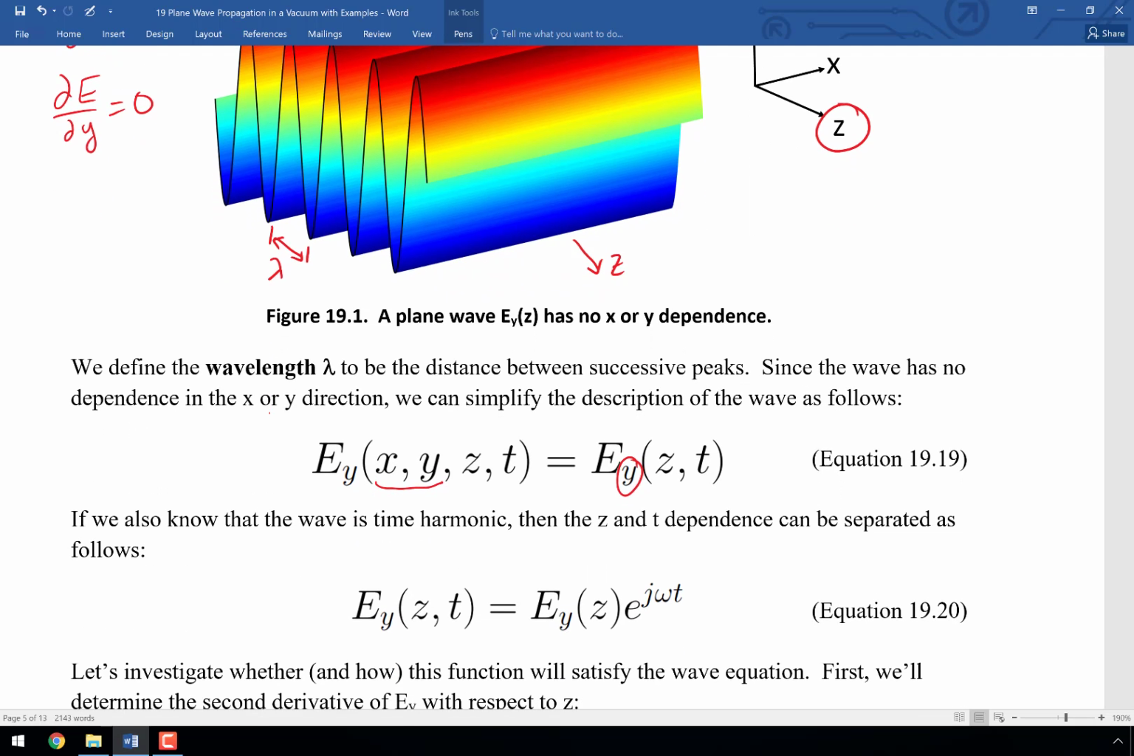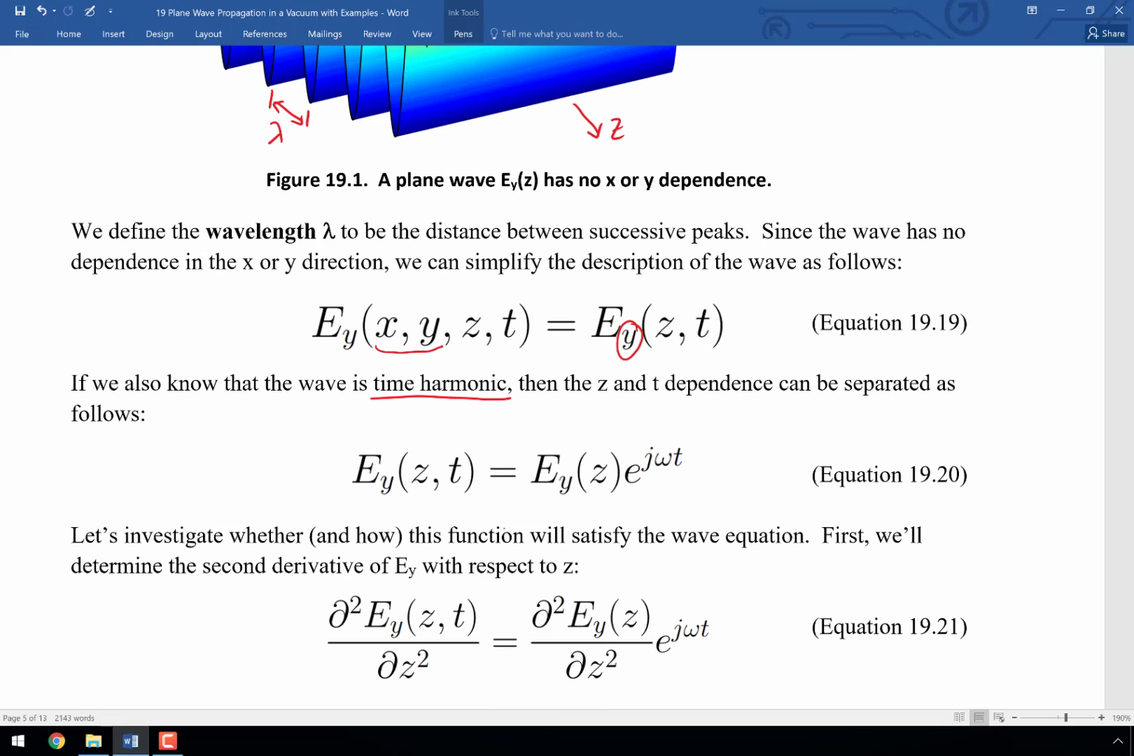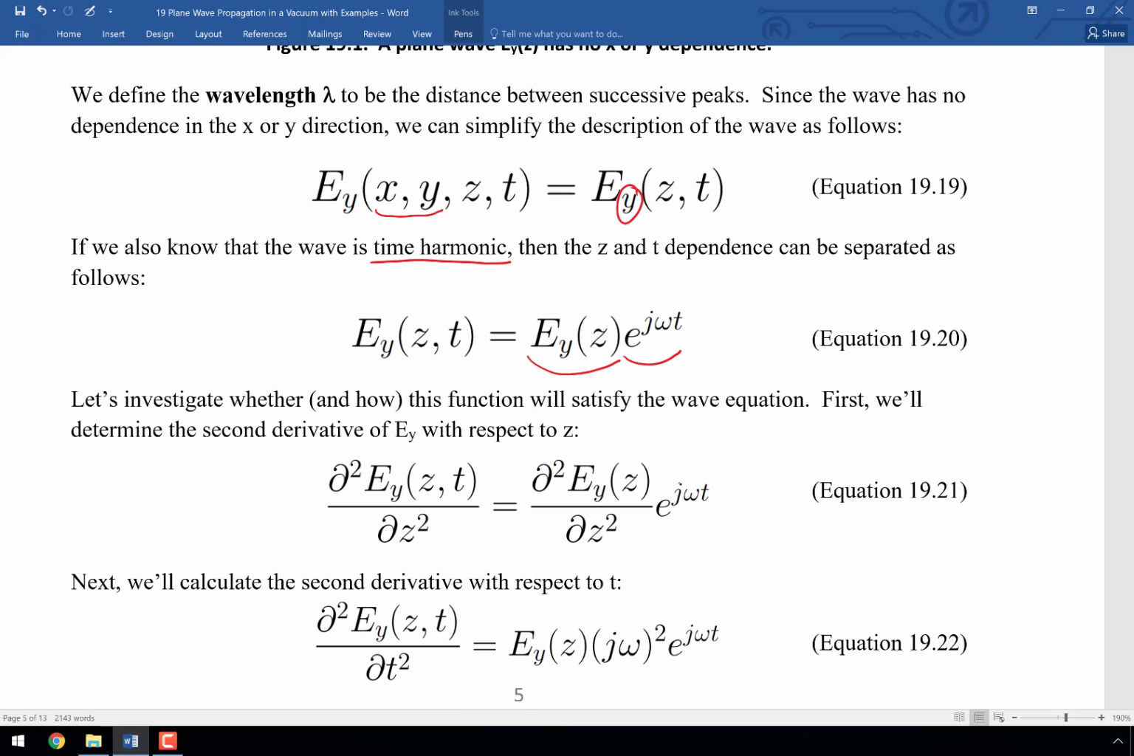Now, if we also know that the wave is time harmonic, and as you know, time harmonic means that the only time dependence is sinusoidal, then the z and t dependence can be separated. If we can separate the z and t dependence, it makes the differential equations a lot easier to solve. So we're going to have a z dependence, which is e sub y of z, and we're going to have a time dependence, which is the cosine of omega t, but we'll represent it as e to the j omega t. So let's investigate whether and how this function satisfies the wave equation.